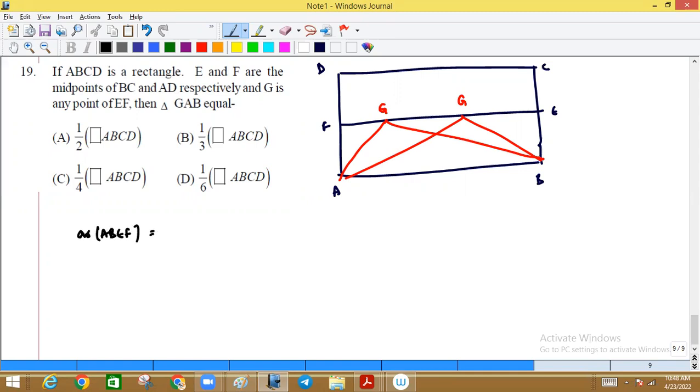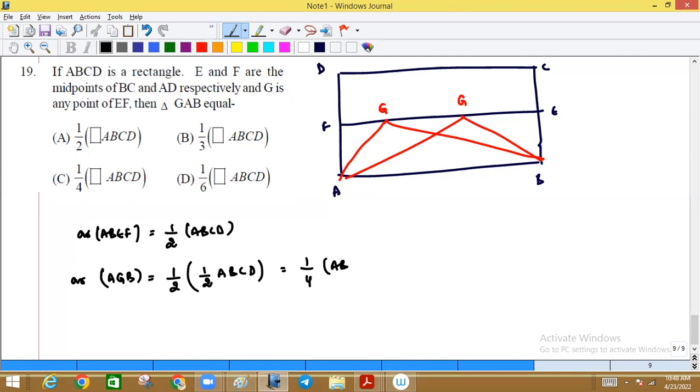This is a midpoint. I can say it is half of what? Area of AGB is half of ABEF. So ABEF is half of ABCD. Therefore, it is what part? It is half of half. Therefore, it is 1/4 of ABCD. Copy that.